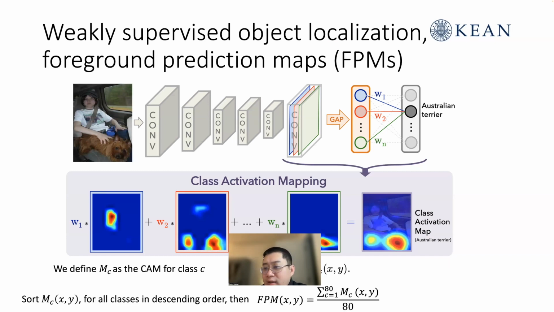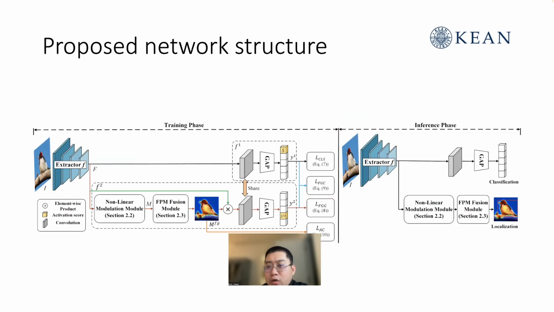In order to avoid the dependency on the classification accuracy, we use foreground prediction maps. We first sort the class activation maps for all classes in descending order and then use the top 80 classes' average value to represent the FPM. The FPM is also a heat map for the foreground, and then we can set a threshold to generate the localization bounding box. Traditional classification networks cannot generate high-performance FPMs, so we propose a new network structure, including two branches.